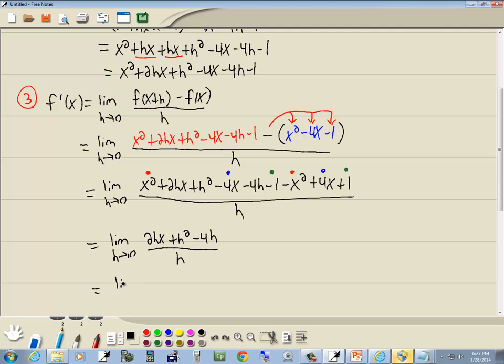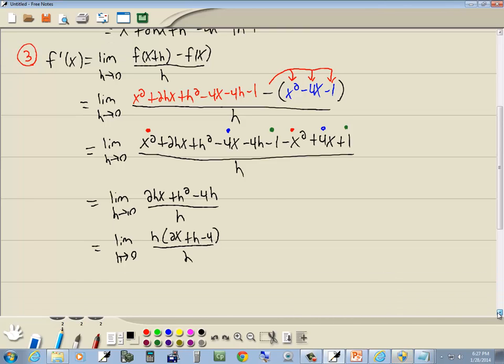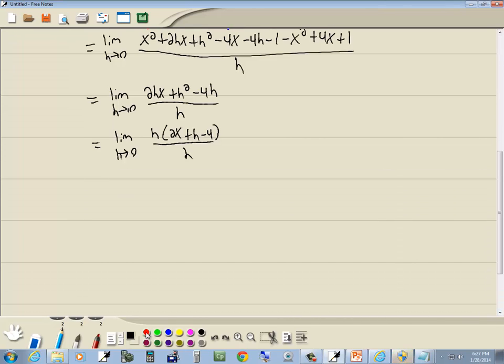Now notice that everything up on top has an h in common. So we're going to factor an h out, and that gives us 2x plus h minus 4 all over h. Now here we have an h and here we have an h, so those are going to cancel. And we got limit as h goes to 0 of 2x plus h minus 4.